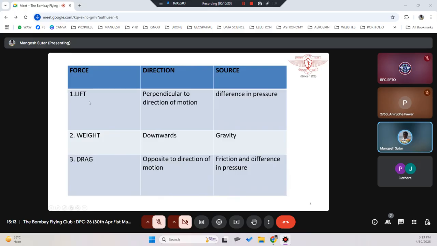First let's explain the lift. Lift, again I said, is perpendicular to the direction of the motion, due to difference in the pressure. Weight is downward because of gravity. Drag is opposite to the direction of the motion. So drag is basically because of the friction and difference in the pressure. Weight is because of gravity. Lift is because of difference in the pressure. So we'll see now how the Coanda effect and these four forces come into the picture and make the flight possible.